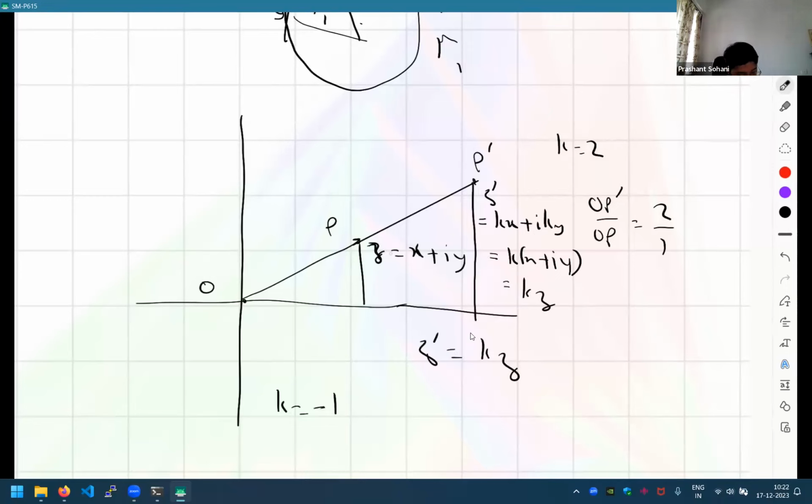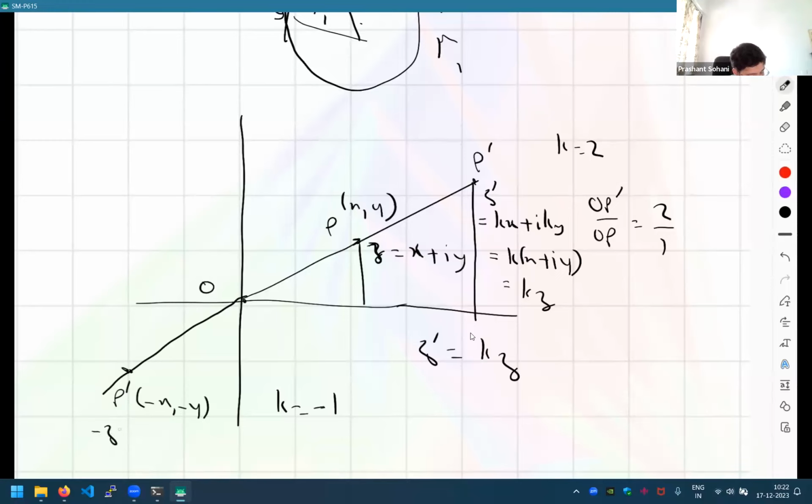So if x plus iy is the point x comma y, then what will be the minus of that? It will go nicely in this quadrant, right? You see that? So the point P dash over here, which has the coordinates minus x comma minus y, in terms of complex number, will be minus z, right? So this expression is going to work for all values of k, positive, negative, even zero.